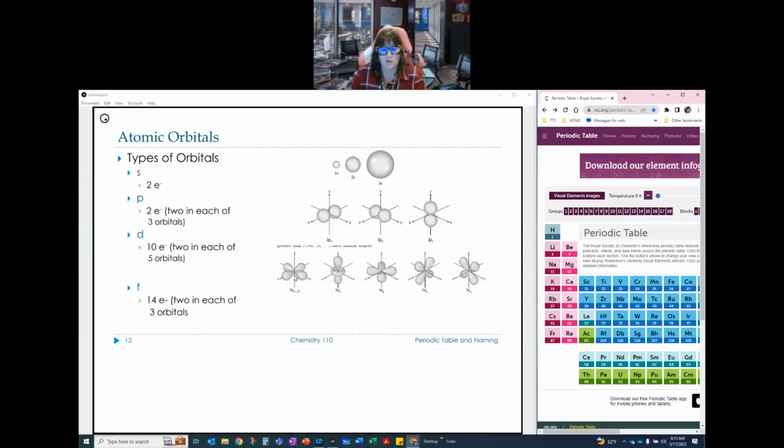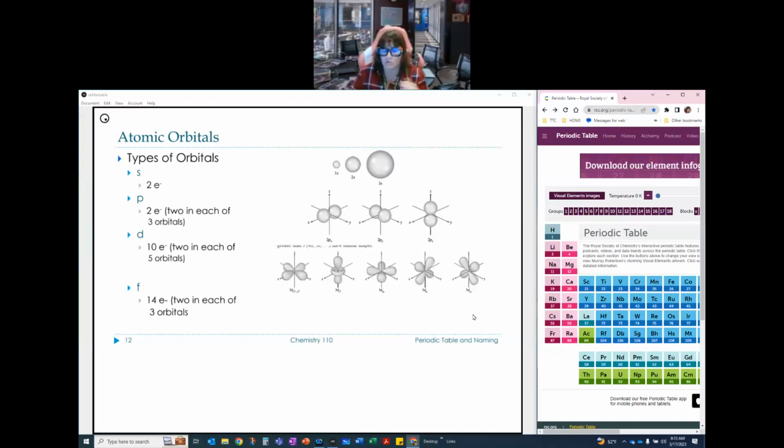Okay, each one can contain 2 electrons. So again, if I have 10 of them, that means the total electrons that I can have in those Ds is 10. So 5 orbitals, 2 electrons each, that's 10 electrons that I can put in there. For F, there are 7 of them. Since there are 7 of them, that gives a total of 14.